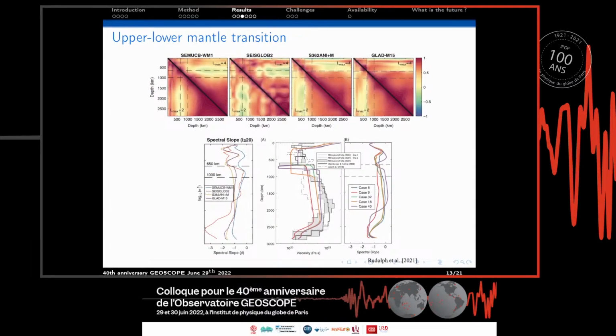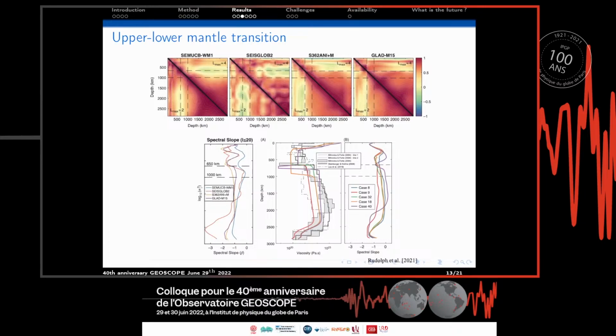What is shown at the top is the autocorrelogram of a tomographic model. It means you take the tomographic model at one depth and you correlate it with itself at different depths. So on the diagonal you have a perfect correlation, of course, because you autocorrelate the same depth, and then you have it with different depths. What is seen on the SAMU CP and SAMU 2 is a decorrelation level at around 1,000 kilometer depth, where you have the bluish, greenish colors. And this is not seen in the two other models, where this decorrelation level is more at 660.